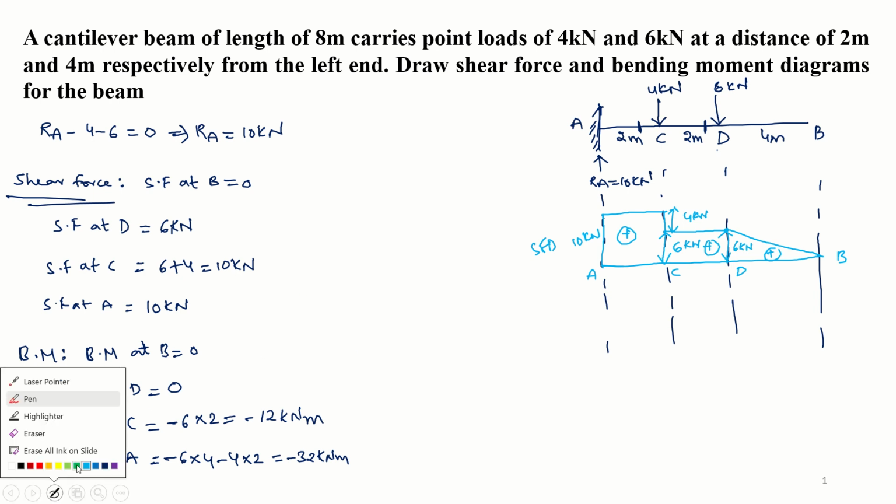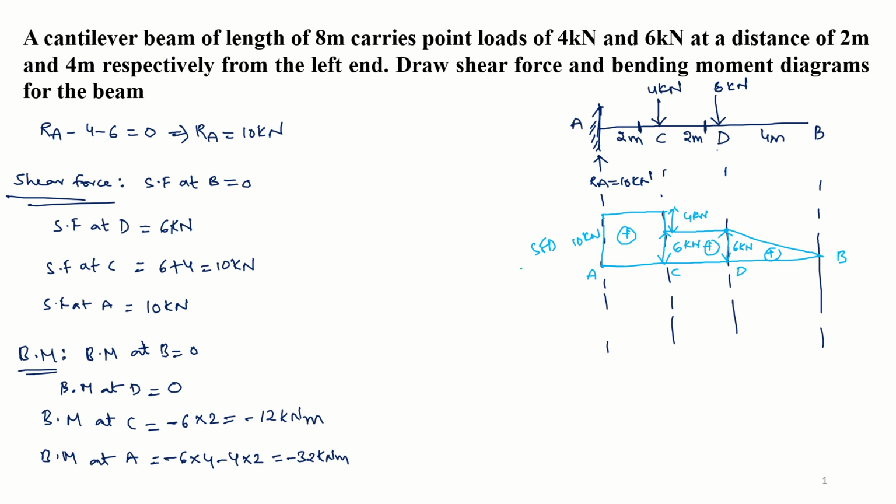Now what we will do is we will draw the bending moment diagram. So for bending moment diagram, it's quite simple. So for cantilever, the bending moment diagram will be negative. So A, C, D and B. What is the bending moment at A? It is minus 32. So go down. Let's say this is minus 32. I'll write it as 32 kilonewton meter. Next, what is the bending moment at C? Bending moment at C is minus 12. So let's say minus 12 is somewhere here. What is bending moment at D? 0. And these are point loads, so you have to join them straight. So let's say 12 is here.